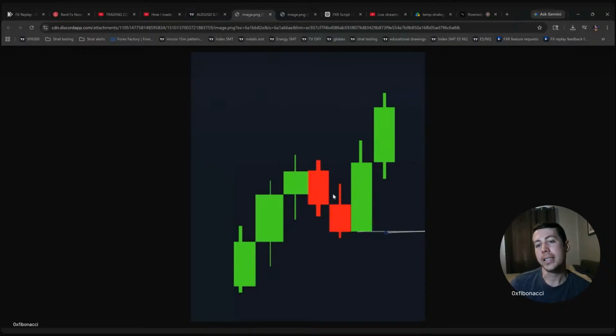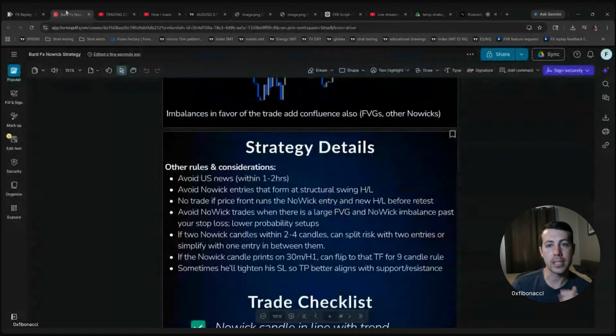So he said right here there's a no wick candle, but it formed on the swing low of this move, and he said you want to avoid this because oftentimes, where do you put your stop loss? Maybe way down here at this previous structural low. So we're going to be avoiding no wick retests if they form on the swing points in structure. He'd rather see it along the way. So that's another nuance.